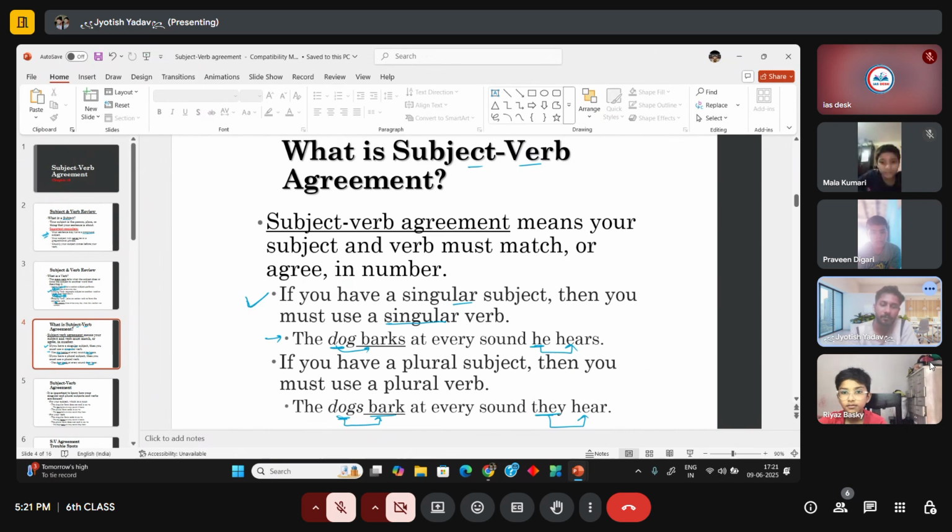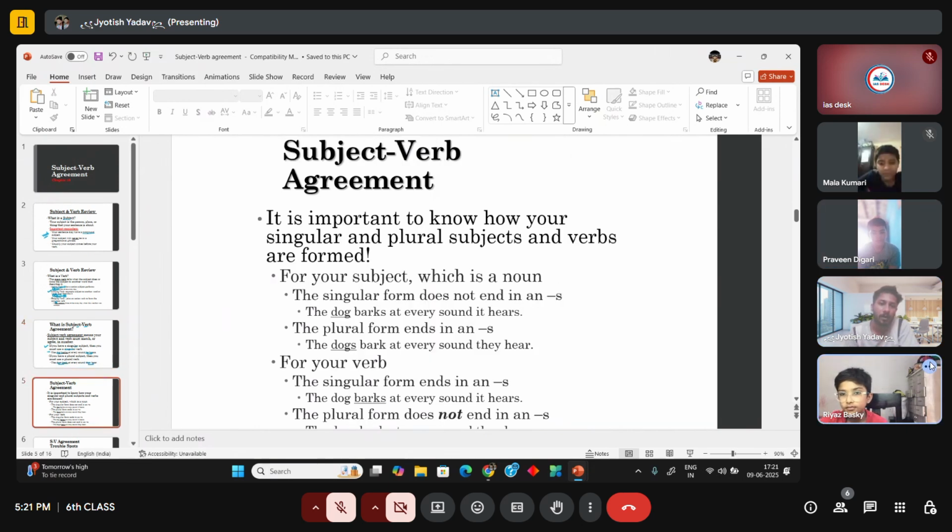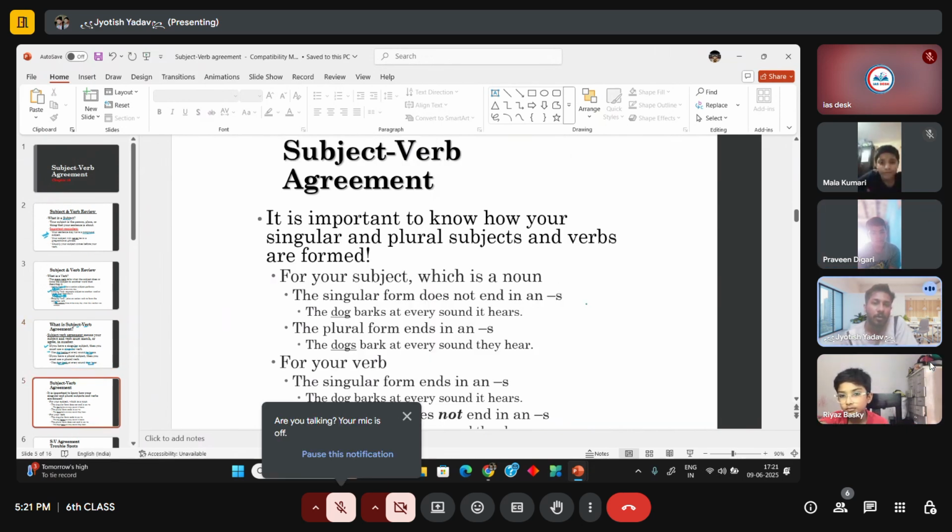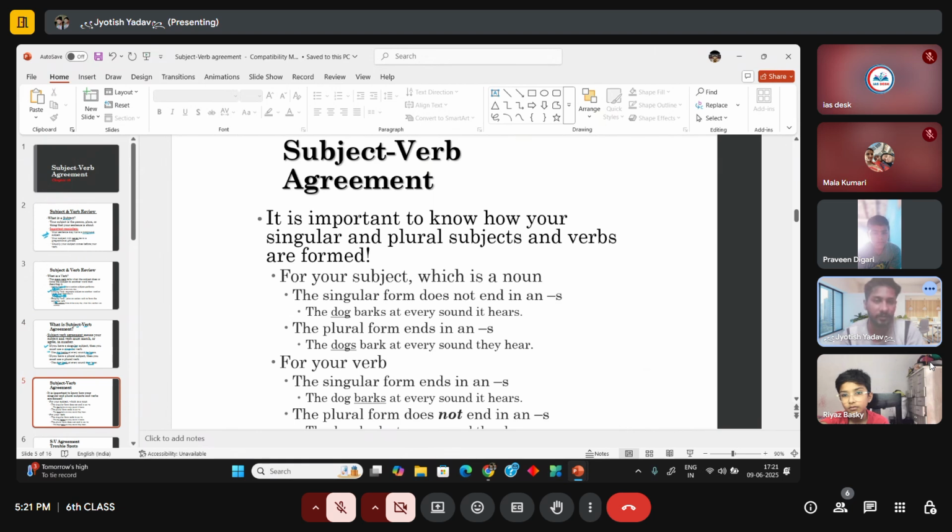Now it is important to know how singular and plural subjects and verbs are formed. So we have to understand why we are using these things. For your subject, which is a noun, we already know that a noun is a naming word. So that can be a subject, because he, she, it, I, you, any name, all come under the noun.